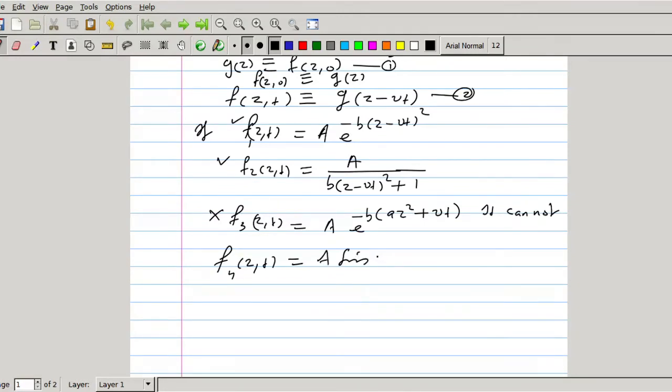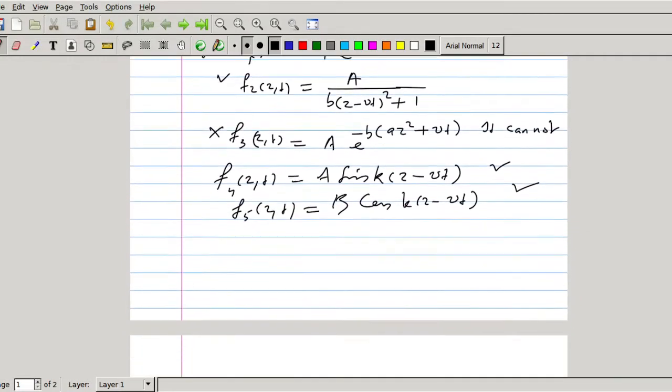If you have a function like this, f(z,t) is equal to a sine k into (z minus vt). Since it is a function of z minus vt, this is also a wave equation. f5(z,t) is equal to b cosine of k(z minus vt). This can also represent a wave equation.